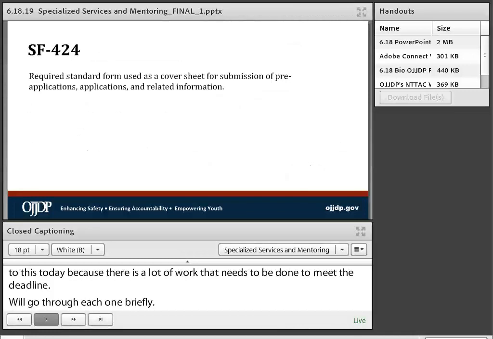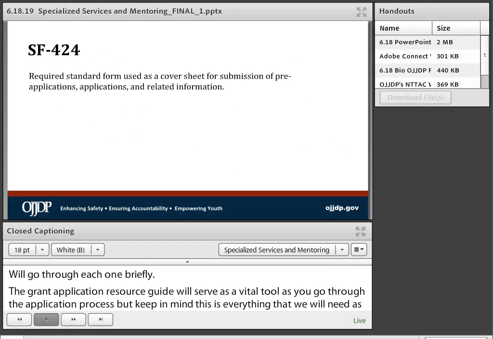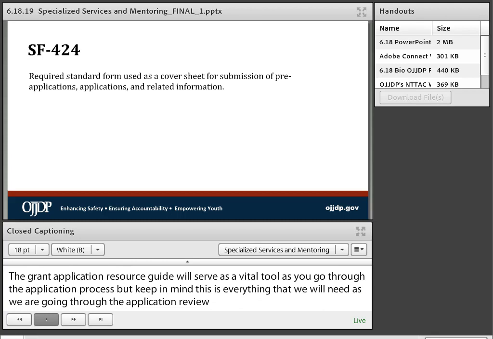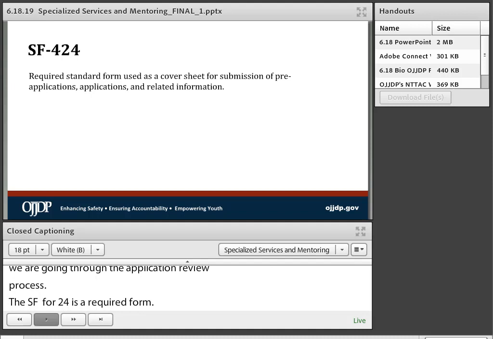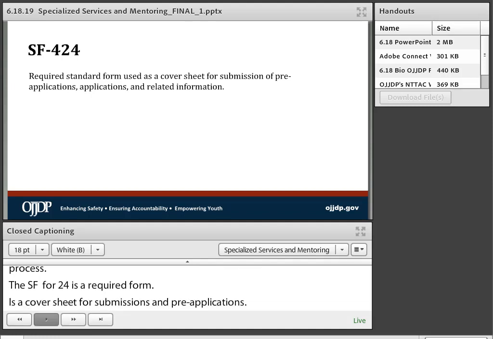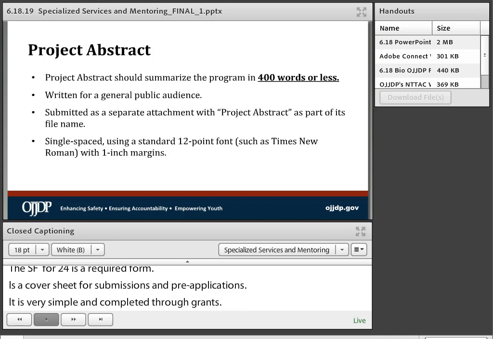So the SF424, this is simply our required standard form. We use it as a cover sheet for submissions of pre-applications, applications, and related information. It's fairly simple. It's completed through grants.gov and has your basic information, the title of your project, and the amount of funding requested. It's a pretty easy one.